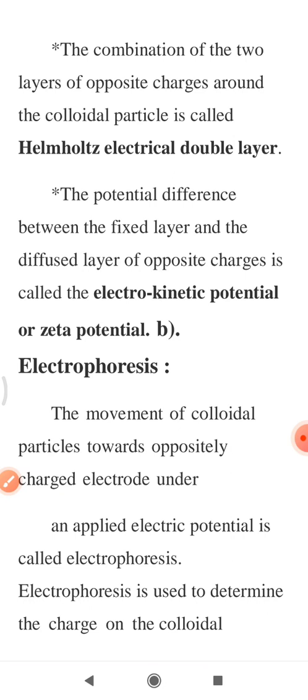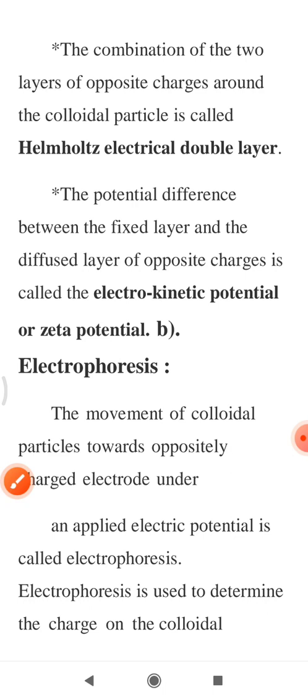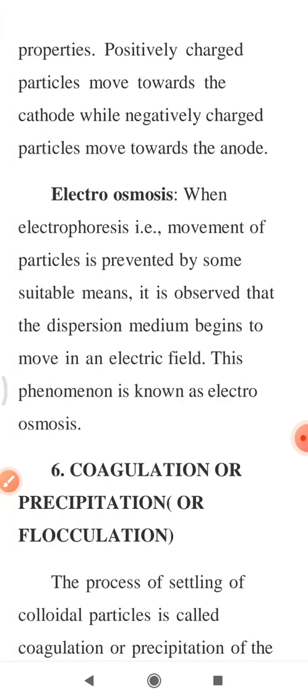Then electrophoresis. Electrophoresis is nothing but the movement of colloidal particles towards the oppositely charged electrode. Positively charged colloids always move towards the negative electrode, that is, the cathode. Same way, negatively charged colloids move towards the positive electrode, which is the anode. Electrophoresis is used mainly to determine the charge of the colloidal solution. The positively charged particles will move towards the cathode, while negatively charged particles will move towards the anode.